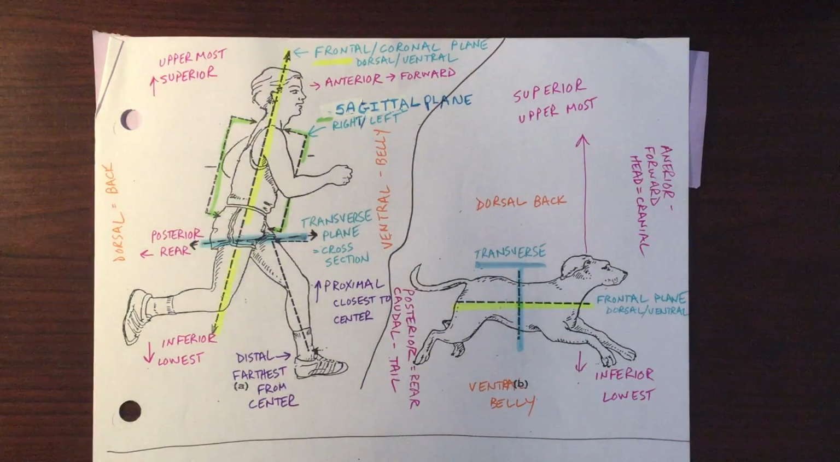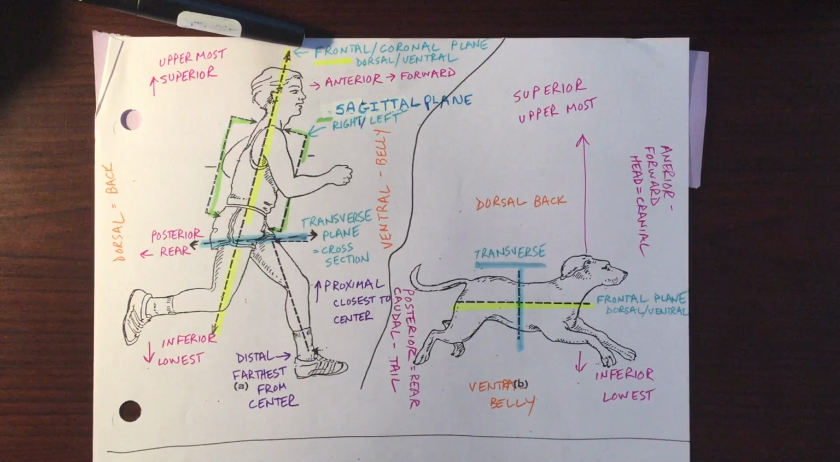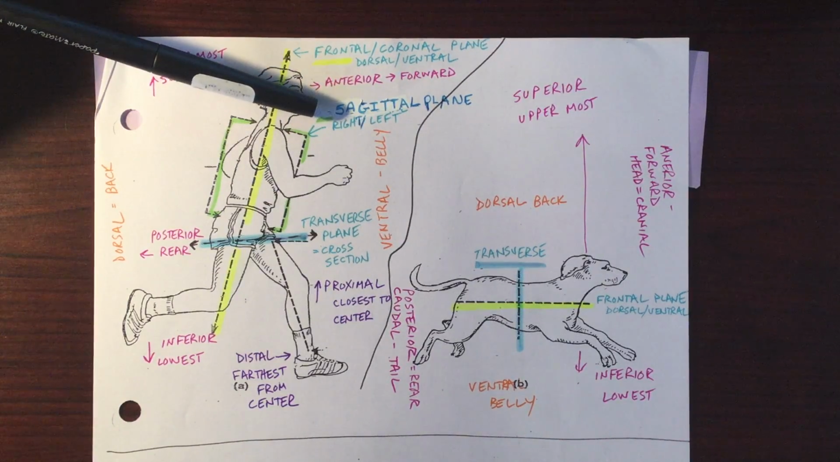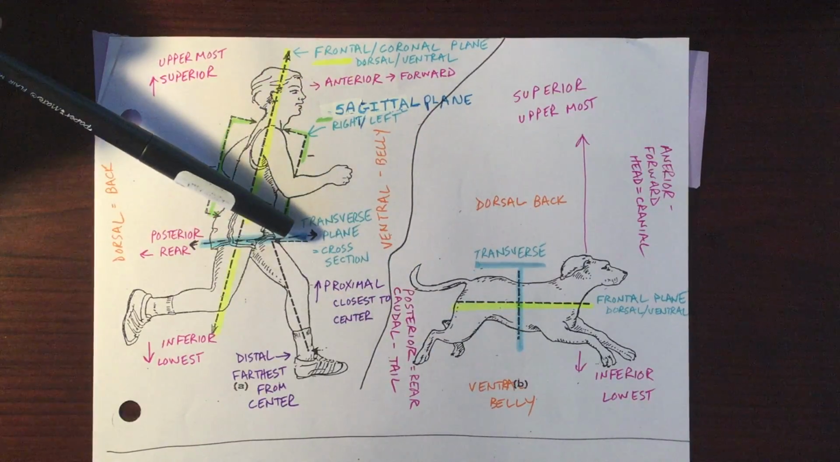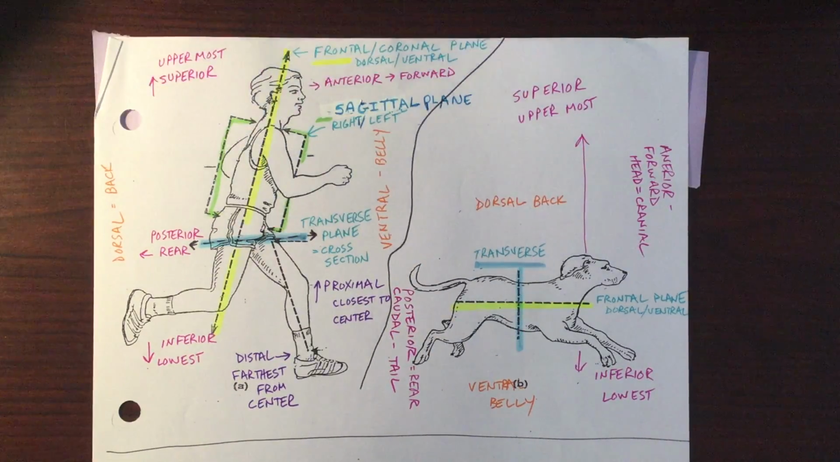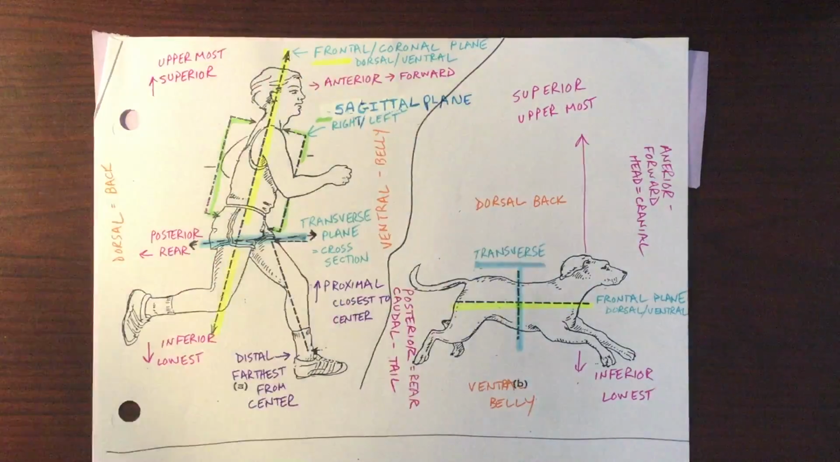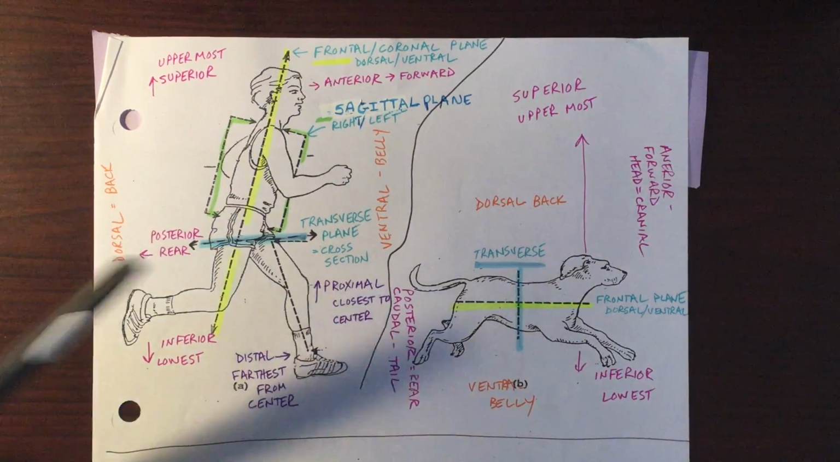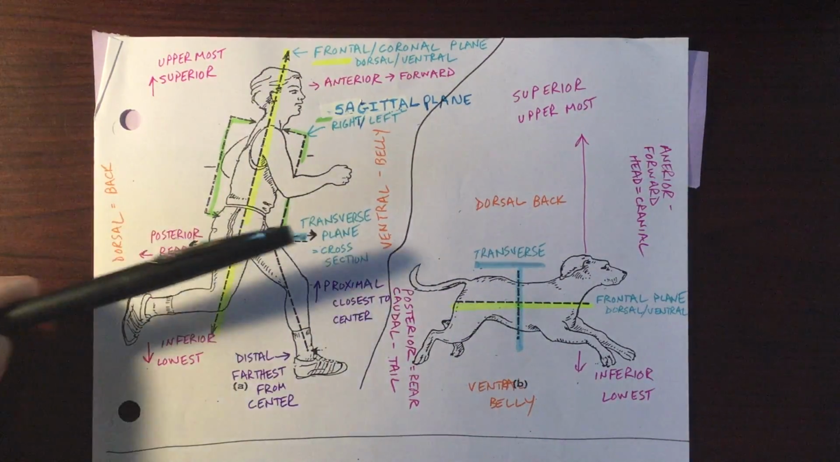So you guys are going to see a few here. You guys are going to see what is known as a frontal plane, which is also called a coronal plane. You are going to see something called a sagittal plane, and you also see a transverse plane. So three different ways that we can divide this running man. So let's start off with the transverse plane. I think this is the easiest one.